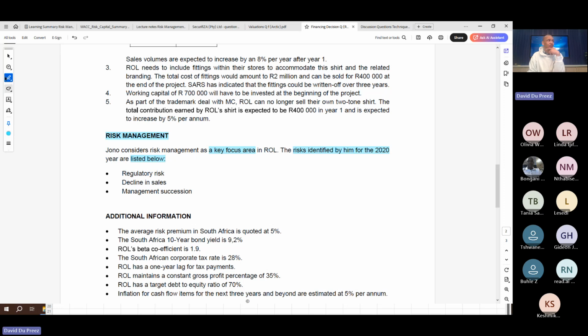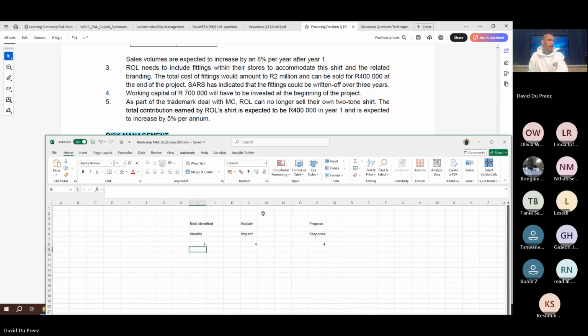Can you see that? All right. So now I know these three risks are exactly what I need there. So I need to explain these risks.